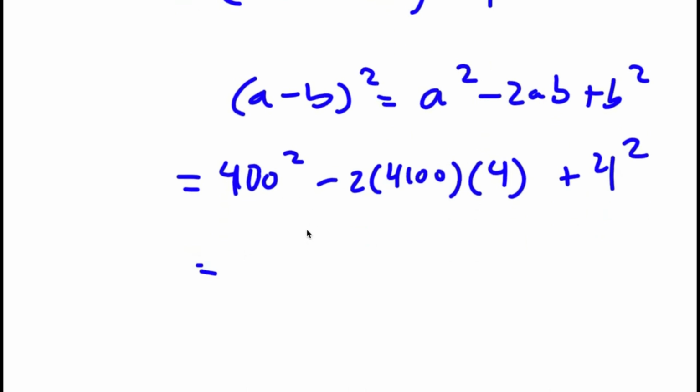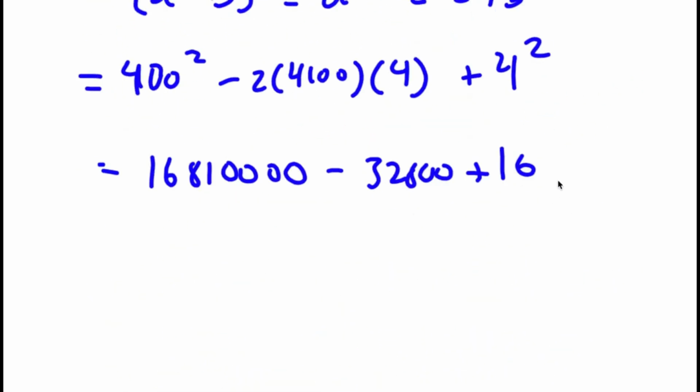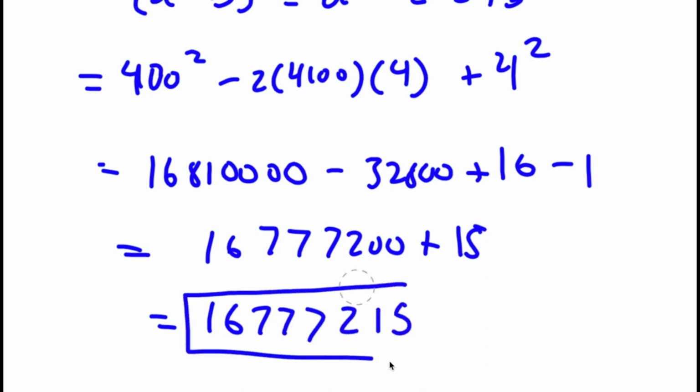Now 4100 squared, that's going to be 1,681,000. Sorry, 16,810,000. Now I have this minus 32,800 plus 16, and then we can't forget our negative 1 at the end. So now all of this is going to equal 16,777,200 plus 15, which is equal to 16,777,215. So this is my answer.